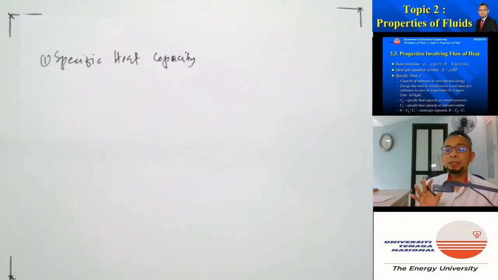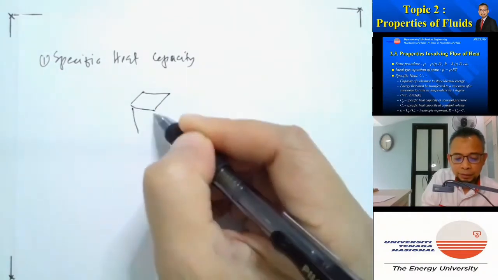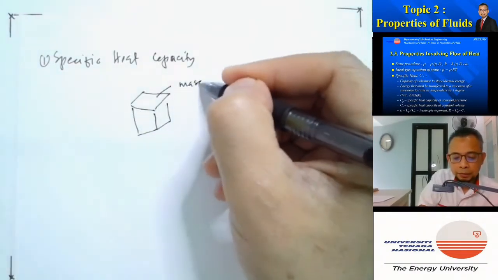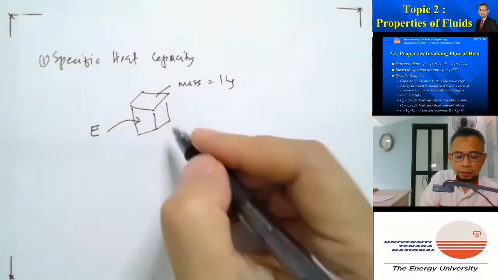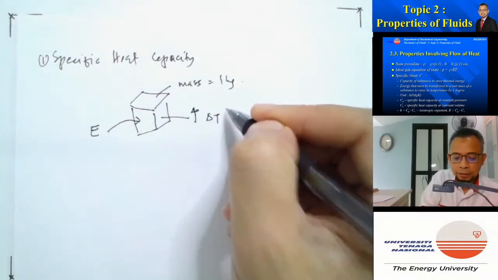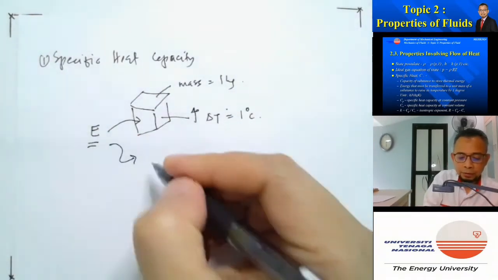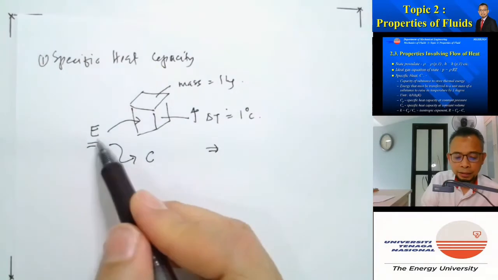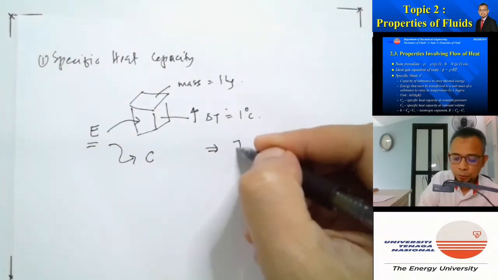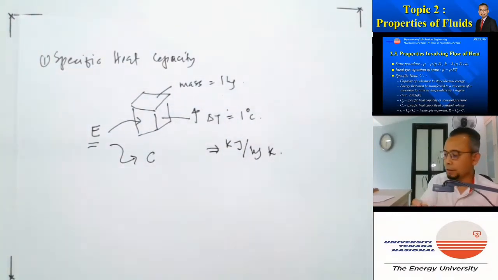So it is the energy that must be transferred to a unit mass of a substance in order to raise its temperature by 1 degree. So that means, let's say I have a substance with a mass of 1 kilogram. I transfer energy E in order to raise its temperature by 1 degree C, right? So this E is what we call C. The units, because it's energy, are joule or kilojoule per unit mass, kilogram, and Kelvin.